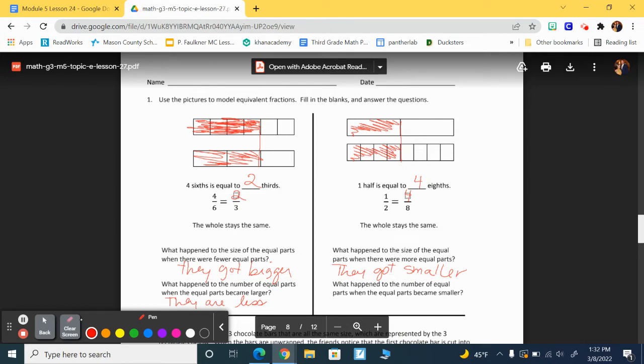What happens to the number of equal parts when the equal parts become smaller? Well, there are more equal parts.